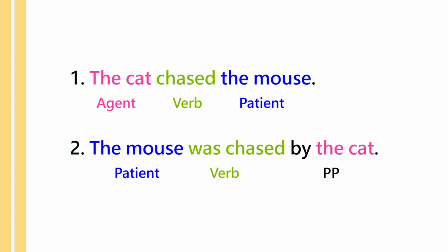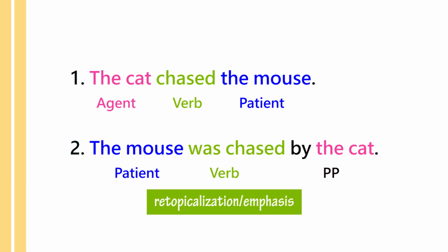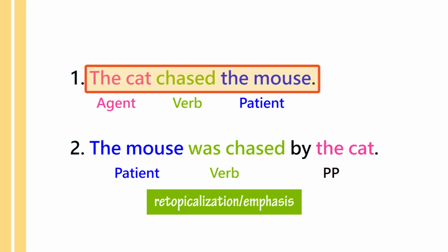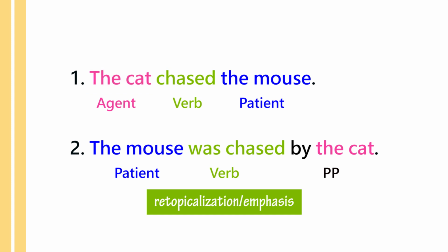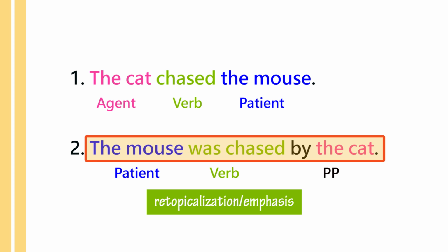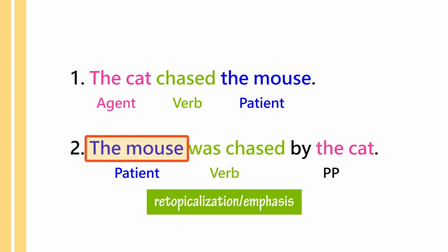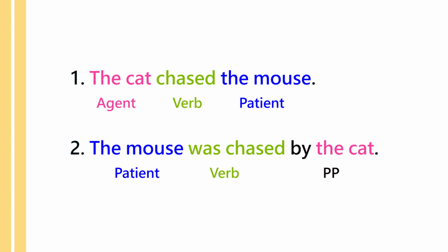The point is, it's a question of retopicalization, or it's a question of which words you want to emphasize. When you say the cat chased the mouse, you're fronting the cat, the emphasis is on that. But when you turn it into passive, the mouse was chased by the cat, the mouse, which is the patient, becomes the object of focus because it is fronted. So it's a question of emphasis or topicalization, or you could say retopicalization.